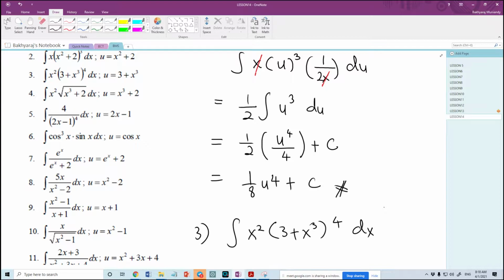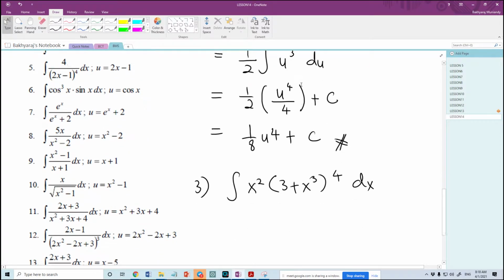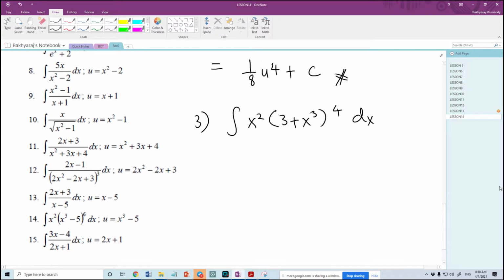Okay, since u is given as 3 plus x power of 3, then what we do, we need to substitute u as 3 plus x power of 3. Now first thing is differentiate. First thing is you must differentiate because you need to get what is dx, in terms of dx. So you need to get du dx.